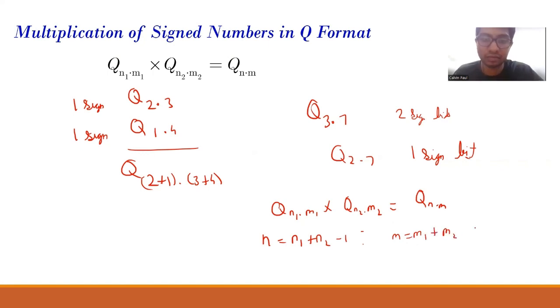Sir, discarding this bit in the integer part, we have to discard the MSB, right? You are saying you have to drop one bit, n1 plus n2. Is that the MSB or LSB of the integral part? For the n part, you will be discarding the MSB. Yes, MSB you'll be discarding. Okay.